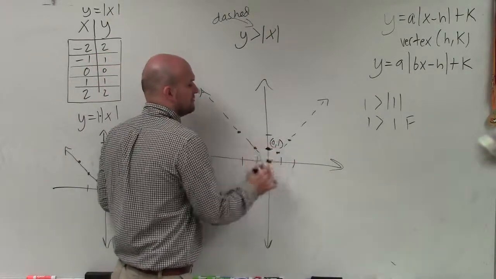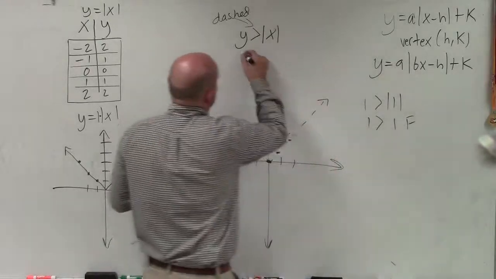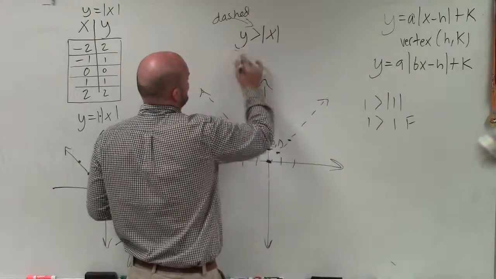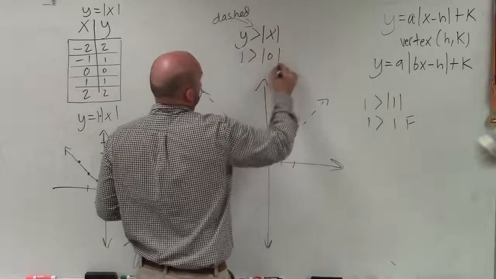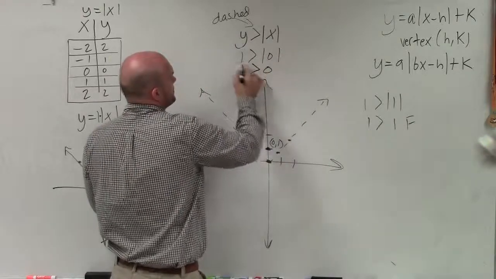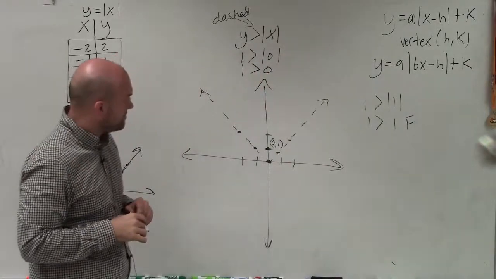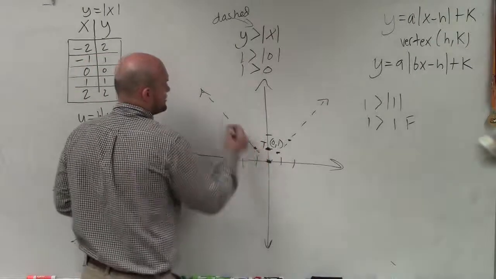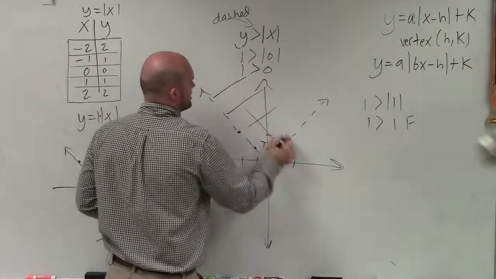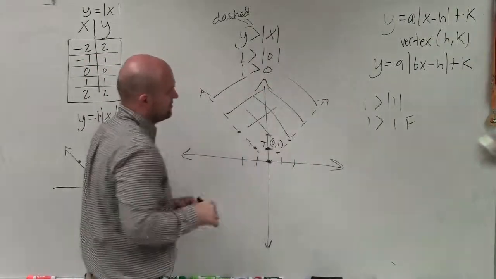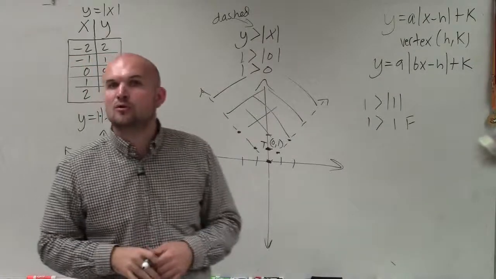So plug 0 in for x and 1 in for y. Well, the absolute value of 0 is 0, and 1 is greater than 0. That is true. So since that point is true, all the points above the graph are also going to be true, meaning all the points below will be false.